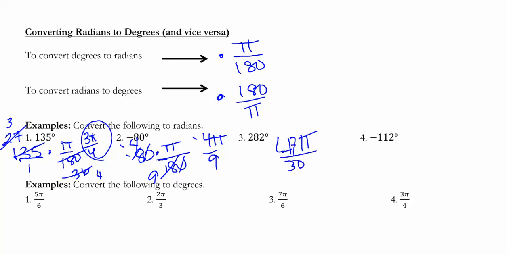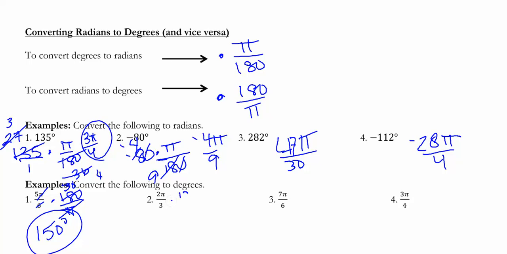And on number 4, you should have got negative 28 pi over 45. So now if I want to convert from degrees to radians, I want to multiply by 180 over pi. So I knew my pi's were going to cancel out. So 6 goes into 180 30 times, so 5 times 30 is 150 degrees.